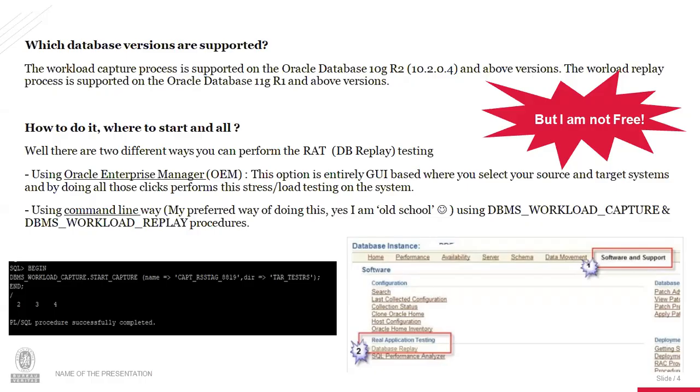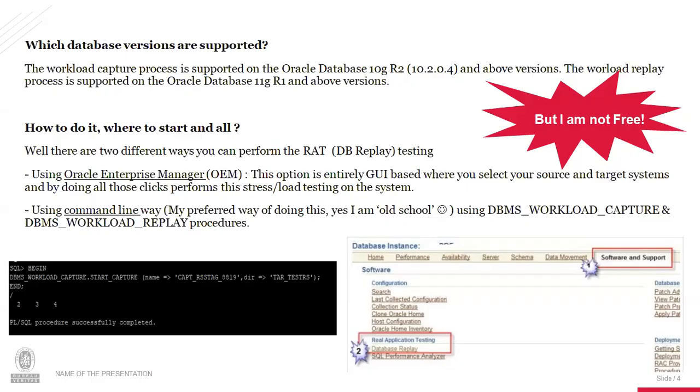On your left is the way you do the capturing or the replay using the command line. And on the right side is how you use it using Oracle Enterprise Manager. That's the GUI method. You log into Oracle Enterprise Manager, go to Software and Support, click on Real Application Testing, and there is an option Database Replay. That's how you do it via Oracle Enterprise Manager. But me being an old school DBA, like most of us, I'm more comfortable using the command line method. Any question?